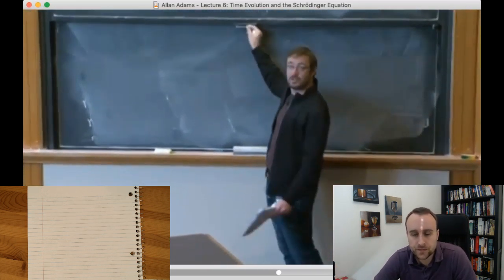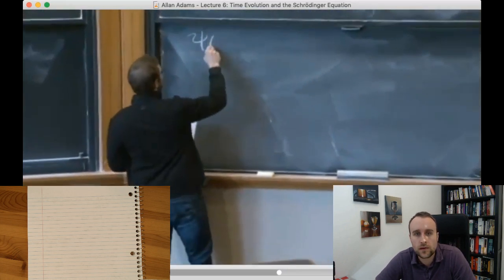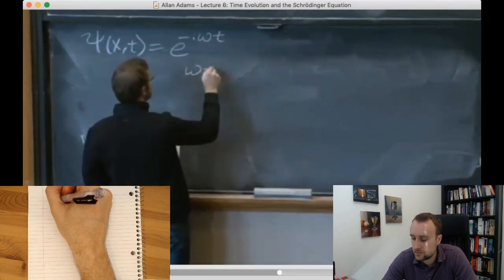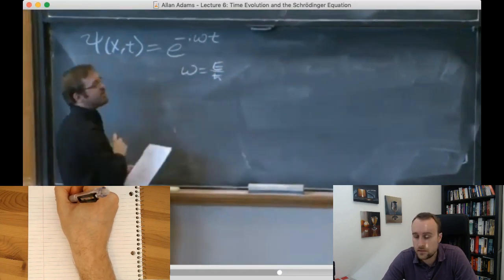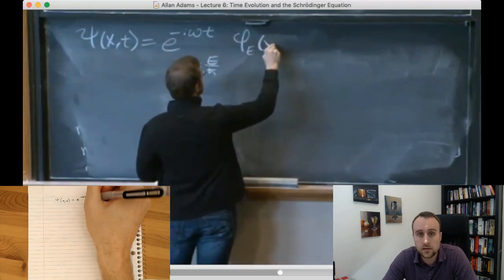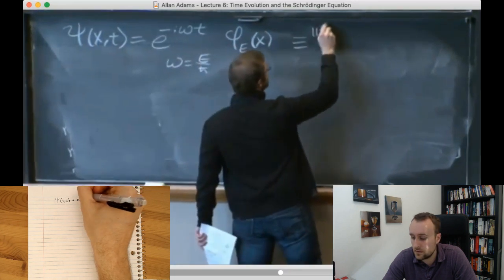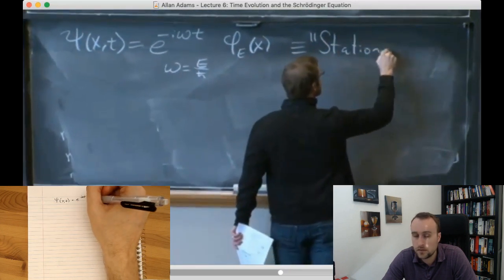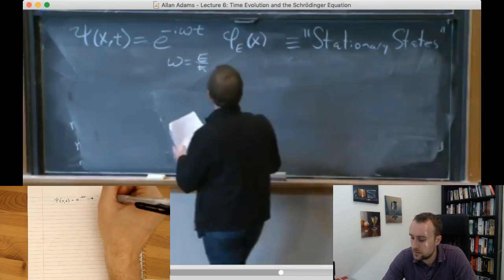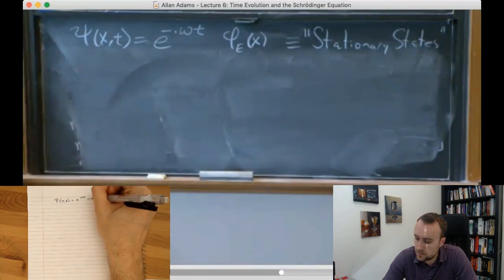Other questions? Okay, so these states, a state psi of x and t, which is of the form e to the minus i omega t, where omega is equal to E over h bar. This should look familiar. It's the de Broglie relation. Times some phi_E of x, where this is an energy eigenfunction. These states are called stationary states. And what's the reason for that? Why are they called stationary states? Let me erase this.